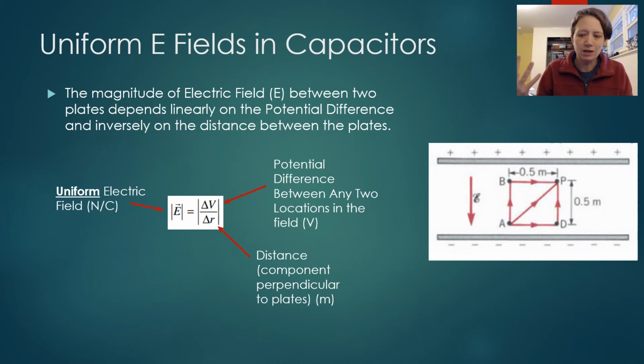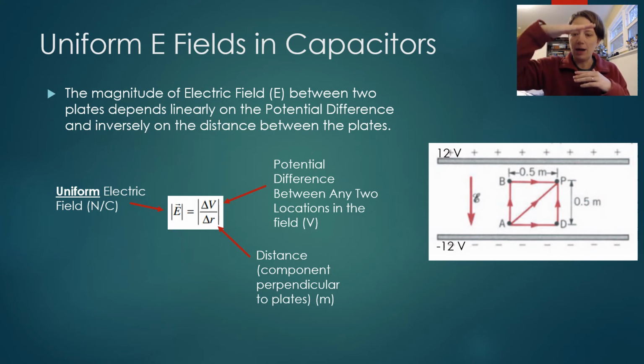So one of the implications of this equation is that for any given delta R perpendicular to the plates, the potential difference is going to change at a constant rate. So if I knew that the top plate had a 12 volt potential and the bottom plate had a negative 12 volt potential, I could divide that space into as many little chunks as I want, and it's going to change potential at a constant rate. The equipotential lines are straight in that region.